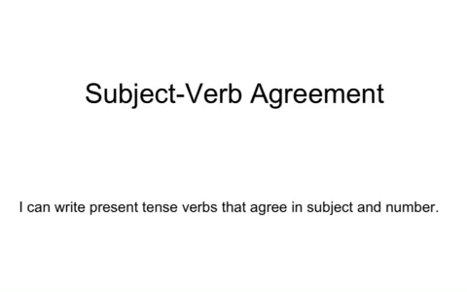Okay, so now we're ready to talk about subject-verb agreement. Our goal here is that you'll be able to write present tense verbs that agree in subject and number. Number refers to singular or plural. How many of a subject do you have? So let's look at some sentences.